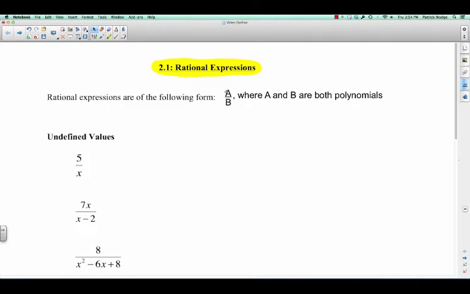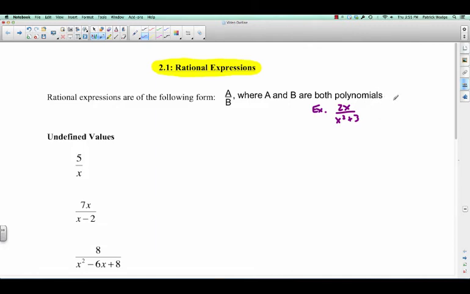Because A and B are not just numbers like 2 over 3. Now they're both polynomials. A polynomial could be a monomial, binomial, trinomial, 4 terms, 5 terms. Usually it's going to be a monomial, binomial, or trinomial. An example would be something like 2x over x squared plus 3. Okay, that's a rational expression. It's A over B, where A is 2x and B is x squared plus 3.